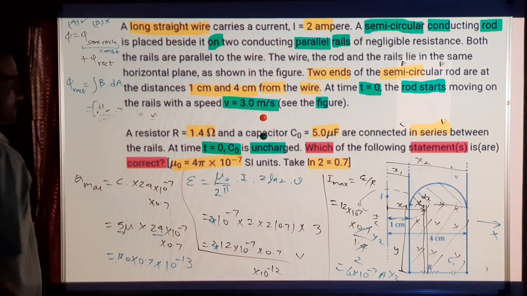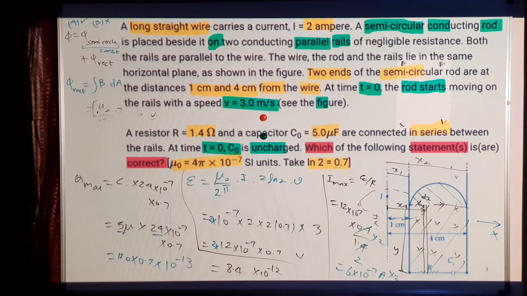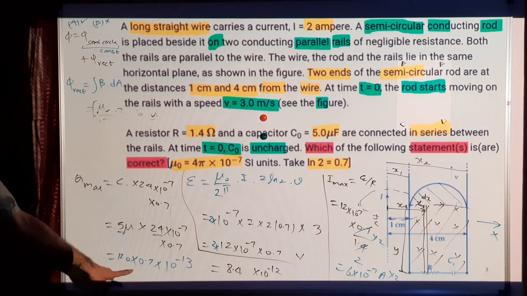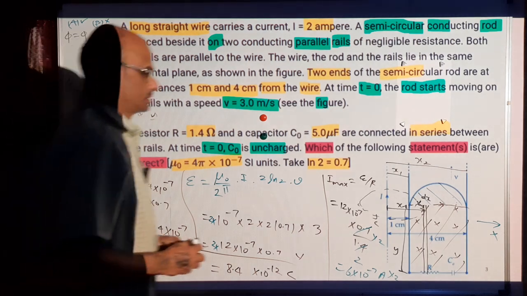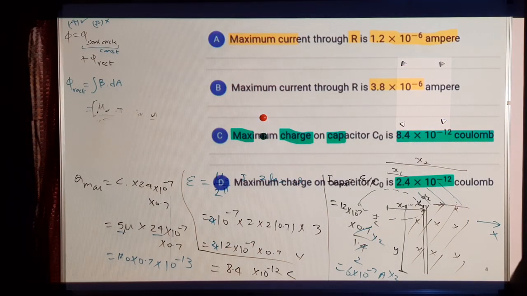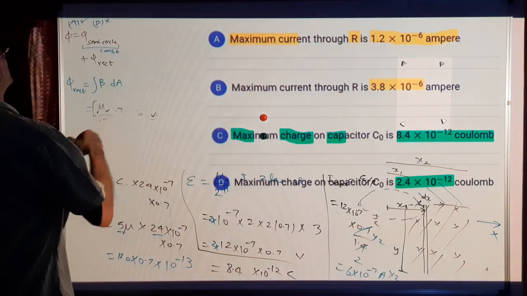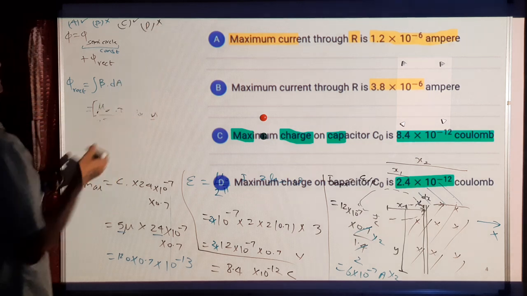And then 12 6s, 12 7s are 84. So 8.4. 1 0 will become 10 raised to minus 12. So this many coulombs. So option C, 8.4 10 raised to minus 12 coulombs is the correct answer. So D is obviously wrong. So C is true, D is wrong.